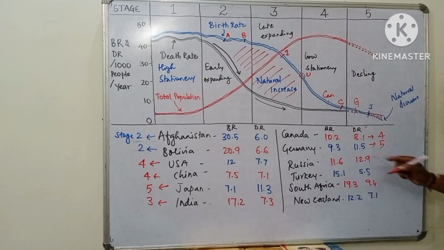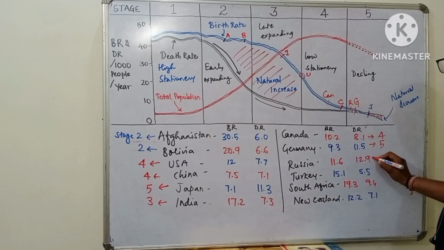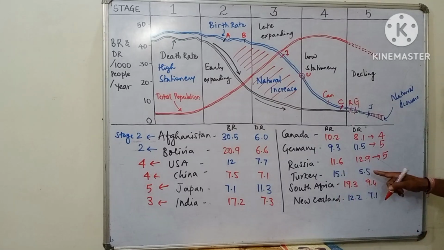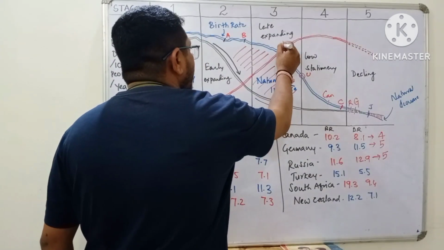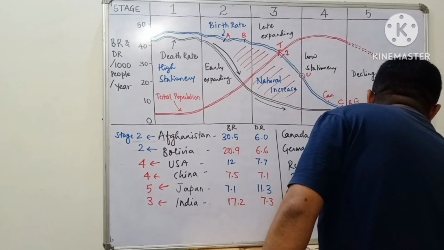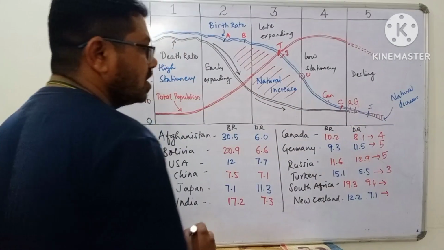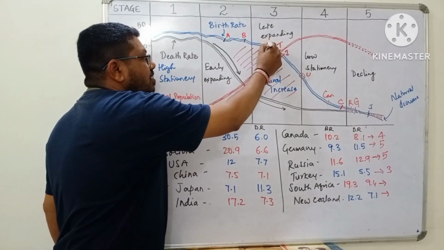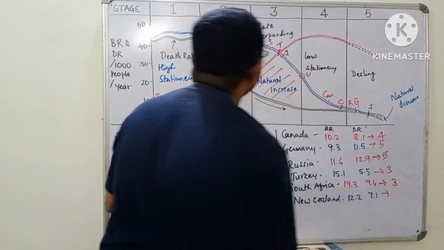Russia 11.6, 12.9 means just here you will find Russia. Russia also is in stage 5. Turkey 15.1, 5.5 means similar to India, somewhere here with India only. So Turkey is still in stage 3. Right, last 2 countries, let us see. South Africa 19.3, 9.4 means South Africa is also somewhere here. South Africa is in stage 3.